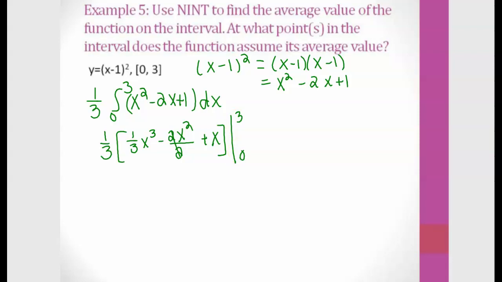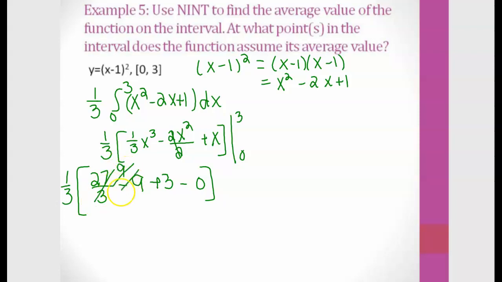That 1/3 is sort of just tagging along right now. We're going to ignore it as I plug in my values. So 3 cubed is 27 over 3, minus 3 squared, which is 9, plus 3, minus 0. So then 27 divided by 3 is 9. 9 minus 9 is 0. 3 divided by 3 is 1. So I see that once again my average value is 1.